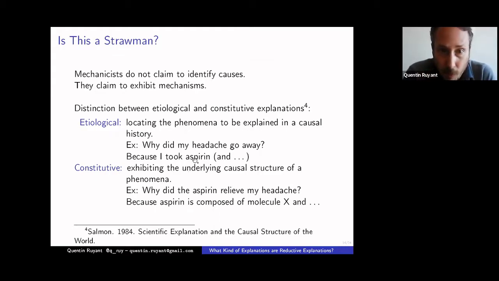So for example, why did my headache go away? Because I took aspirin, so I give a cause. And it's kind of a superficial explanation, I would say. And a constitutive explanation would be, why did aspirin relieve my headache? And the explanation would be because aspirin is composed of such molecules and so on.